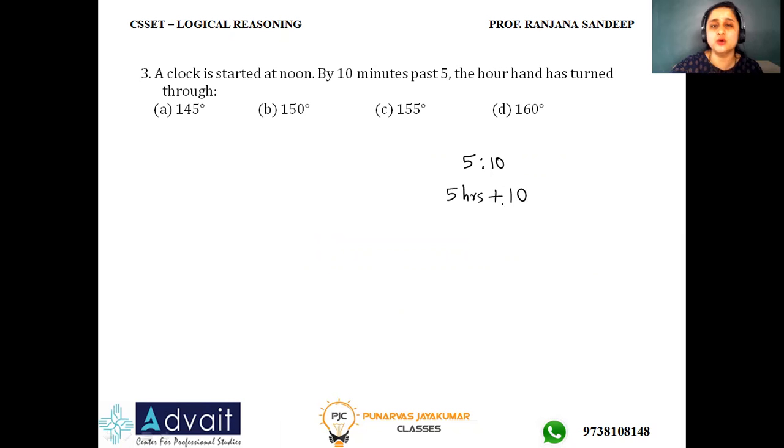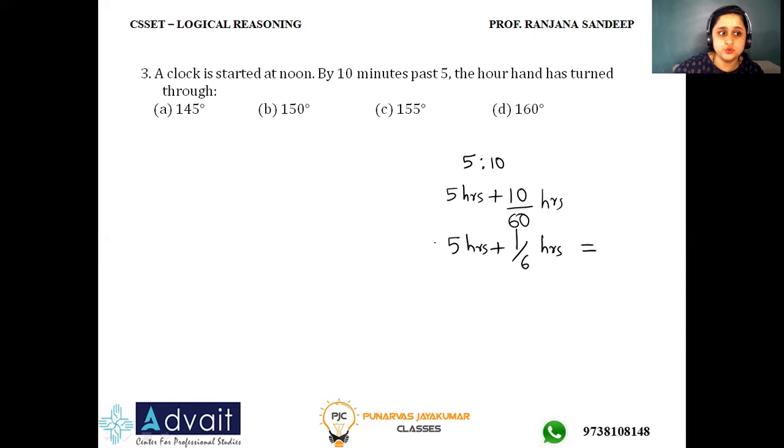So 10 minutes means how to convert from minutes to hours. This is already known, so I don't have to explain again how to convert from minutes to hours by dividing minutes by 60. So 5 hours plus 10 by 60 hours means 5 hours plus 1 by 6 hours.